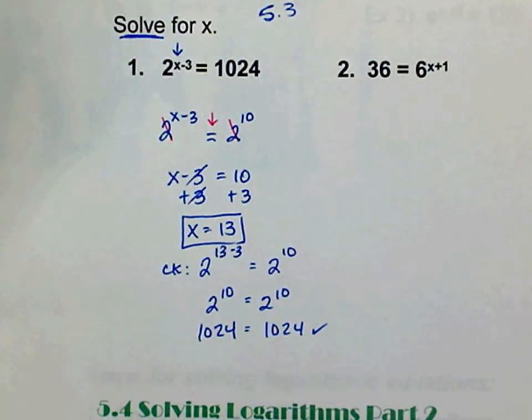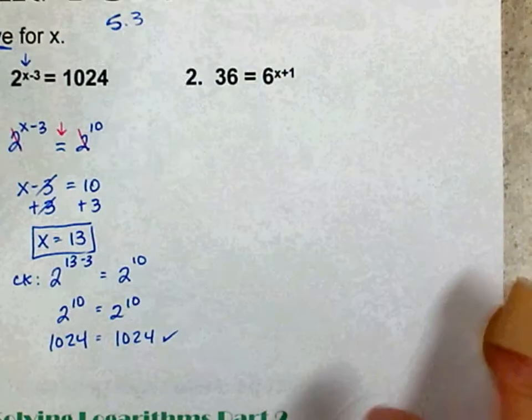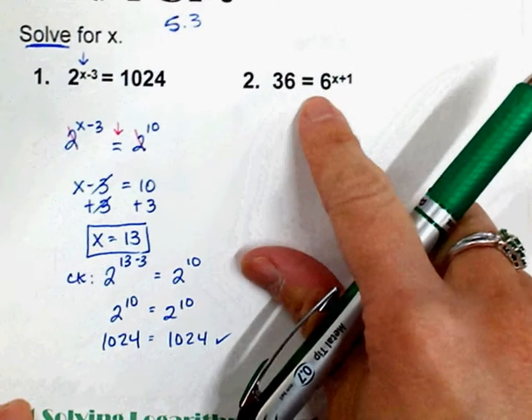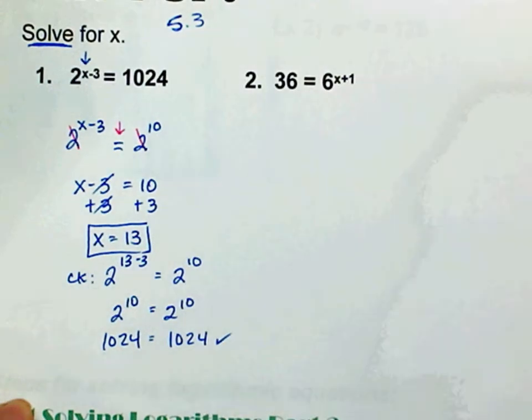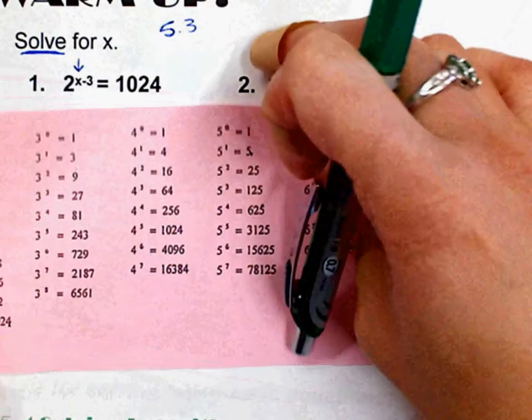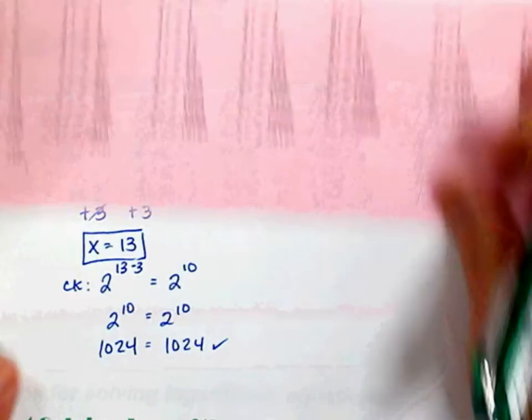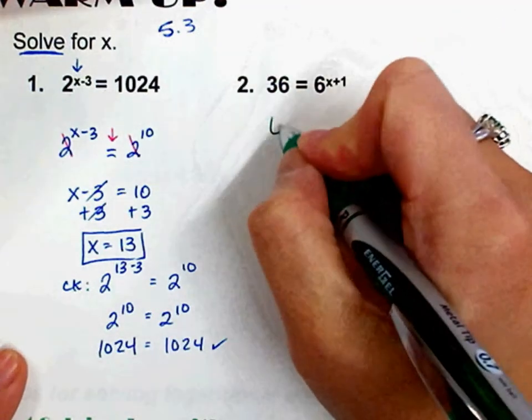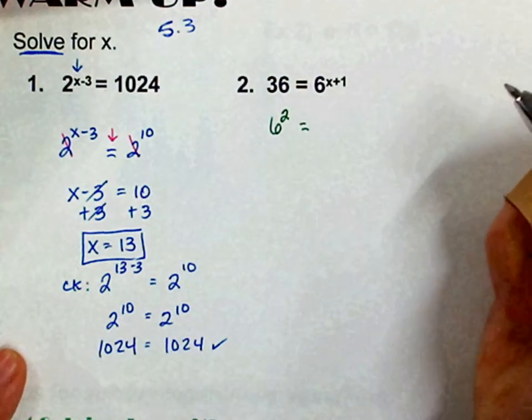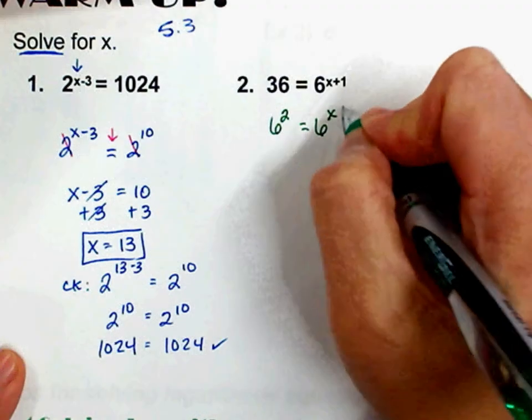Okay, let's look at the next one. Number 2. I have an equal sign, just the same. Instead of 36 and 6, let's look at column 6. Do you see how they both are right here? I'm going to use that column right there. So instead of 36, I'm going to write it as 6 squared. Bring down your equal sign, 6 to the x plus 1.